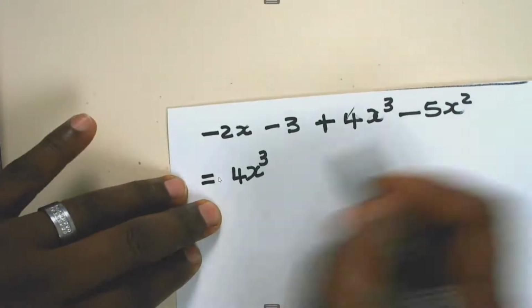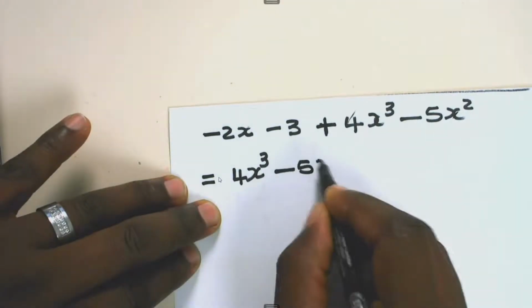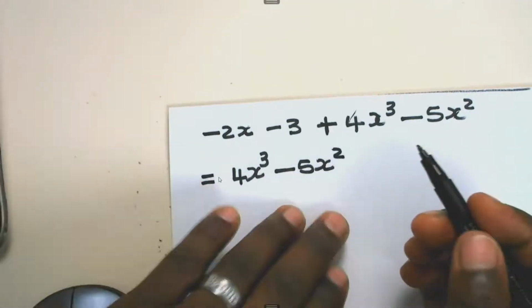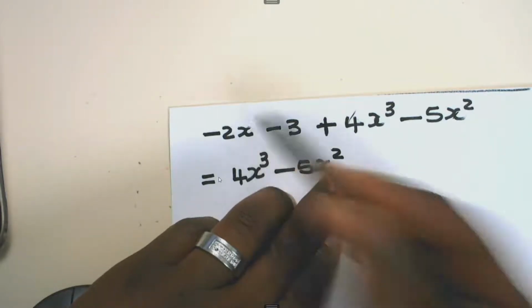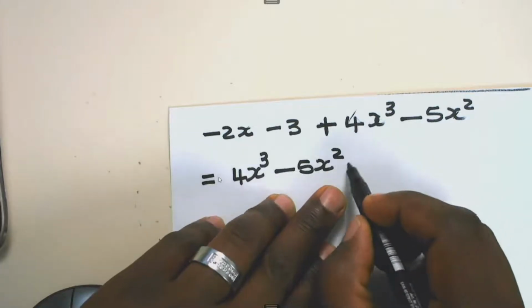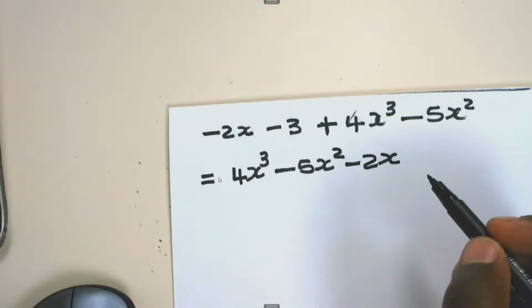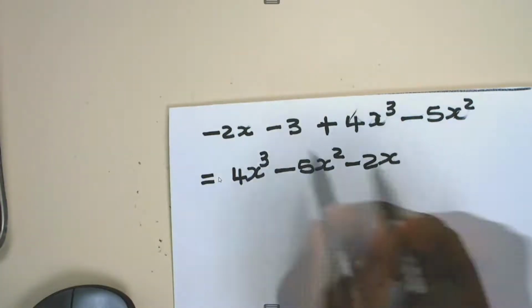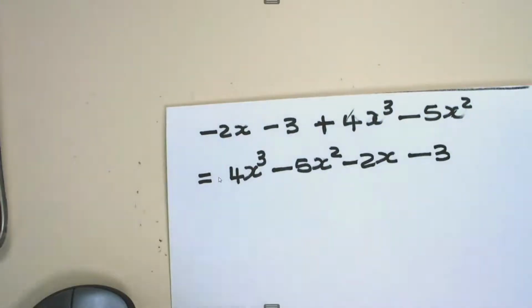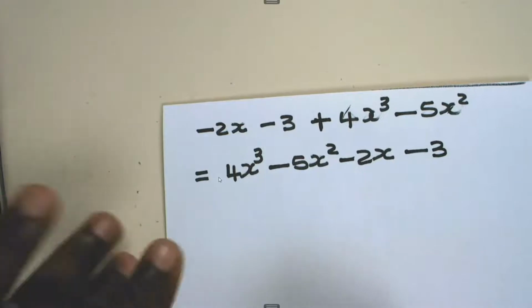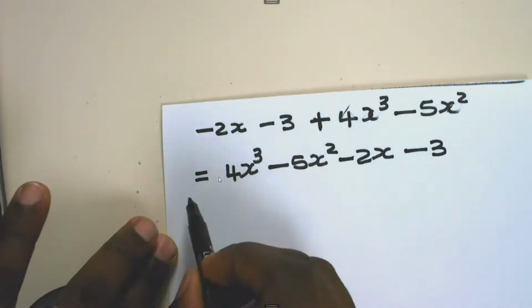And then what comes after power 3 is power 2, minus 5x squared. And then after a power of 2 is power of 1, which is there, 2x, which is going to be minus 2x. And then the last one, which one is next now? It's negative 3. It's the only one left, negative 3. So when we've written it like this, you have written it in the descending power of x.